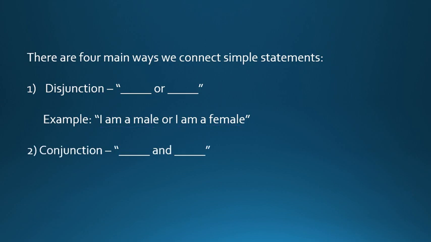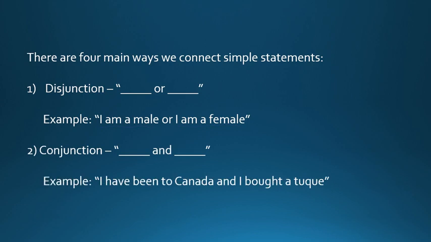Another example is the conjunction. Instead of connecting two simple statements with an or, we're connecting two simple statements with an and. One example of this is, I have been to Canada and I bought a toque. You've either been to Canada or you haven't, and you've either bought a toque or you haven't.